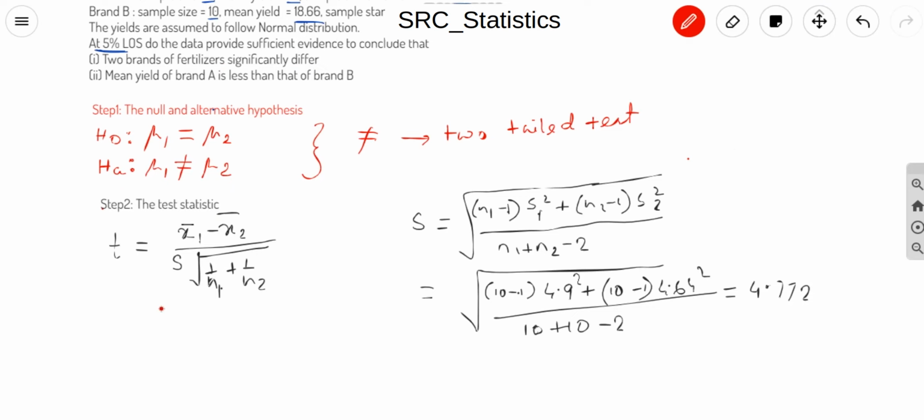Now we put all the values in the test statistic formula. The sample mean for the first sample, brand A, is 10, and for brand B it is 18.66. We put in the pooled standard deviation we calculated, 4.772, and 1 by 10 plus 1 by 10. So the final value comes out to be negative 4.06. This is the value of the test statistic.